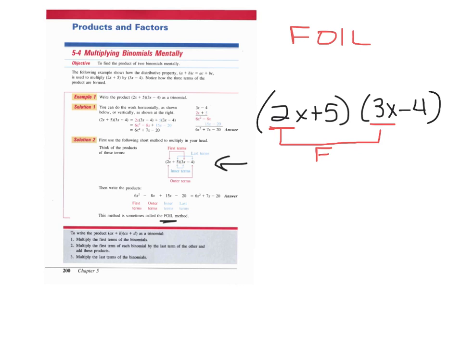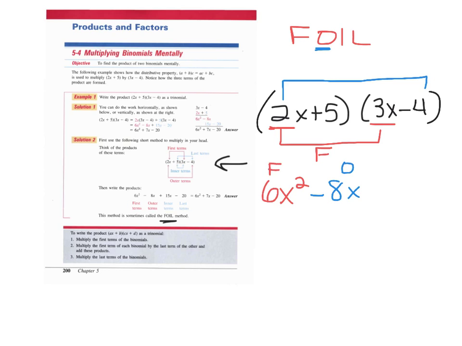So when I multiply 2x times 3x, 2 times 3 is 6, and then x to the first times x to the first gives me x squared. The next terms that I'm going to multiply are the two outside terms. So the two ones on the beginning and the end. So 2x times negative 4 gives me negative 8x. So this is the outer term. This was the first terms.